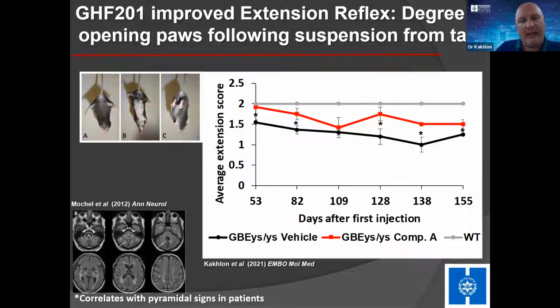Number two, it improved the reflexes of the animals. You see here what we call the extension reflex. When you hang the animal from its tail, it opens its paws. It should open them wide. So this is the test that you saw, and this can be quantified, to what degree the animal can open its paws when hanged from the tail. And as you can see, there is a considerable improvement in the extension reflex, which is interesting because in patients, the MRI shows pyramidal signs, which also affect the reflexes in patients. So this is a very important parameter because it is also part of the human pathology.